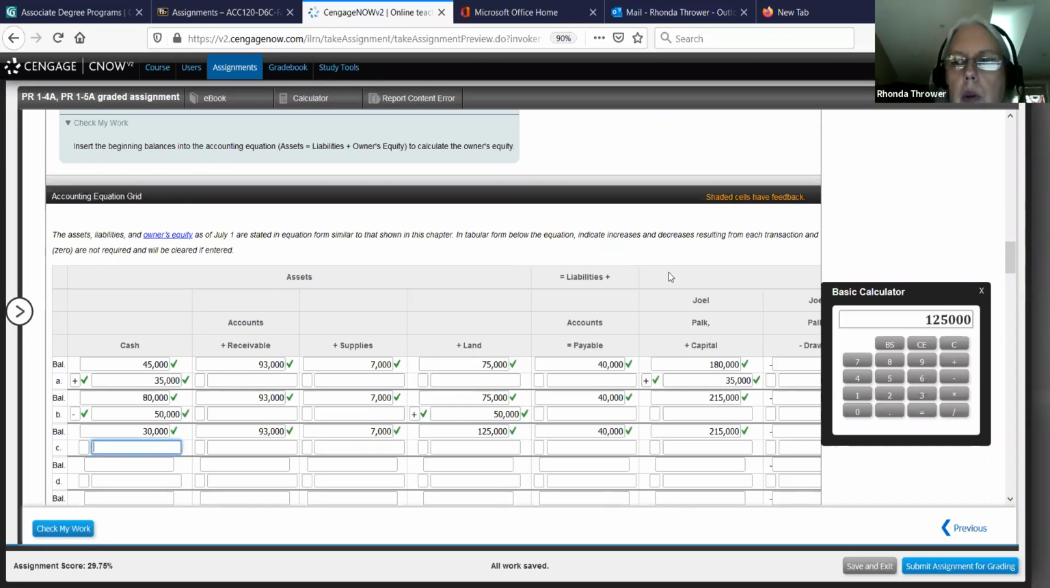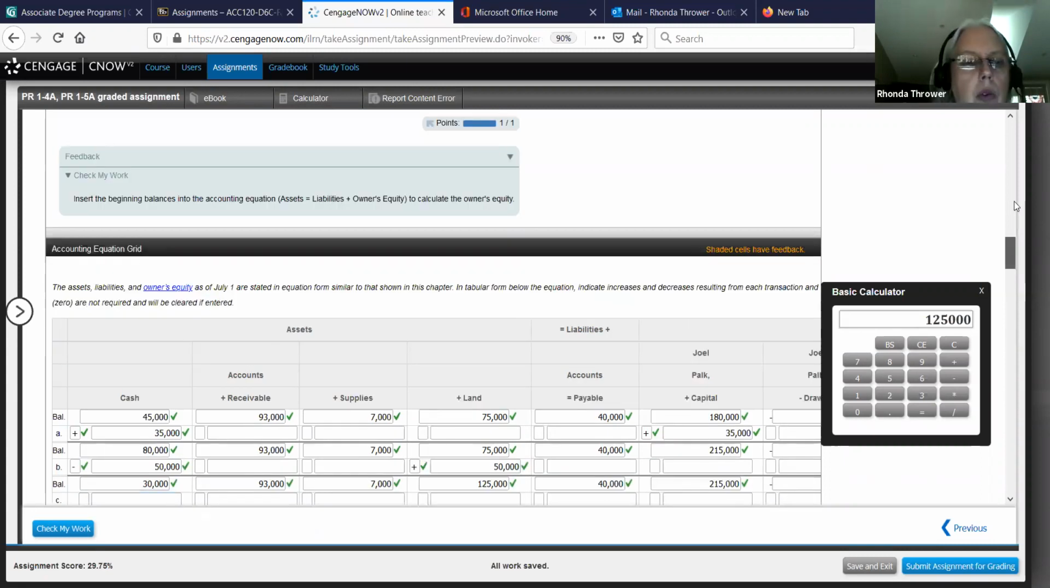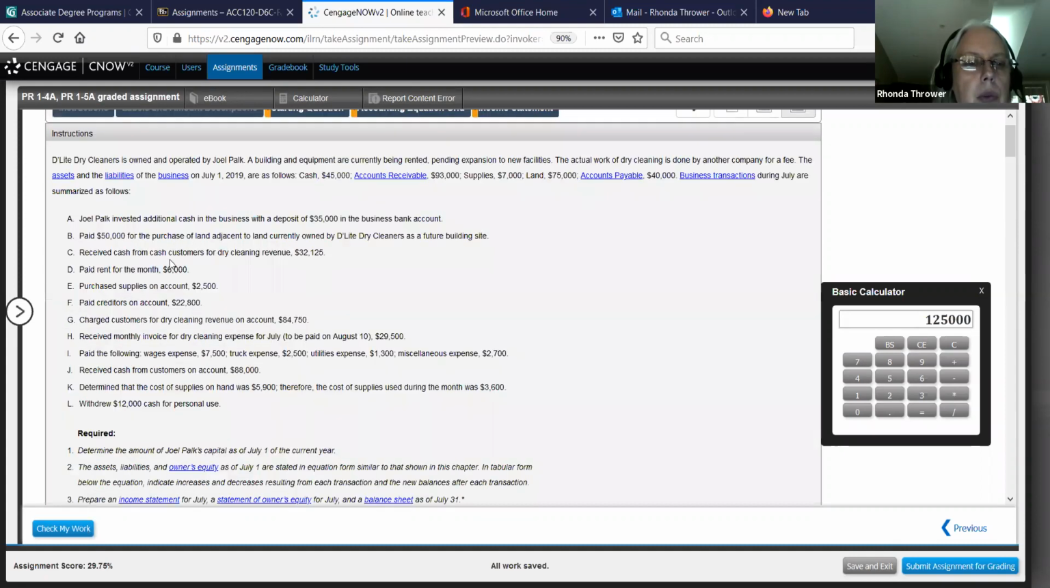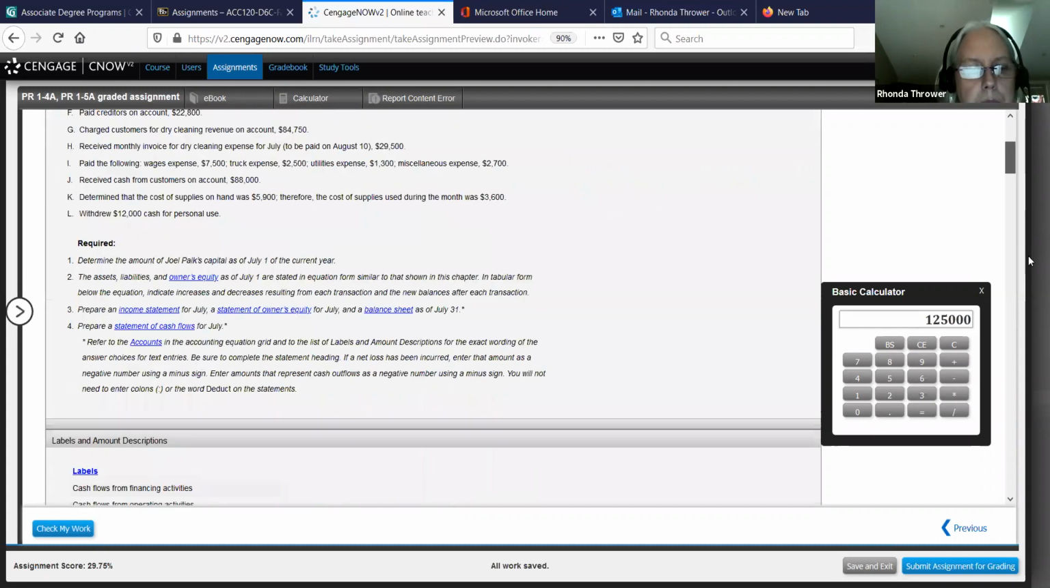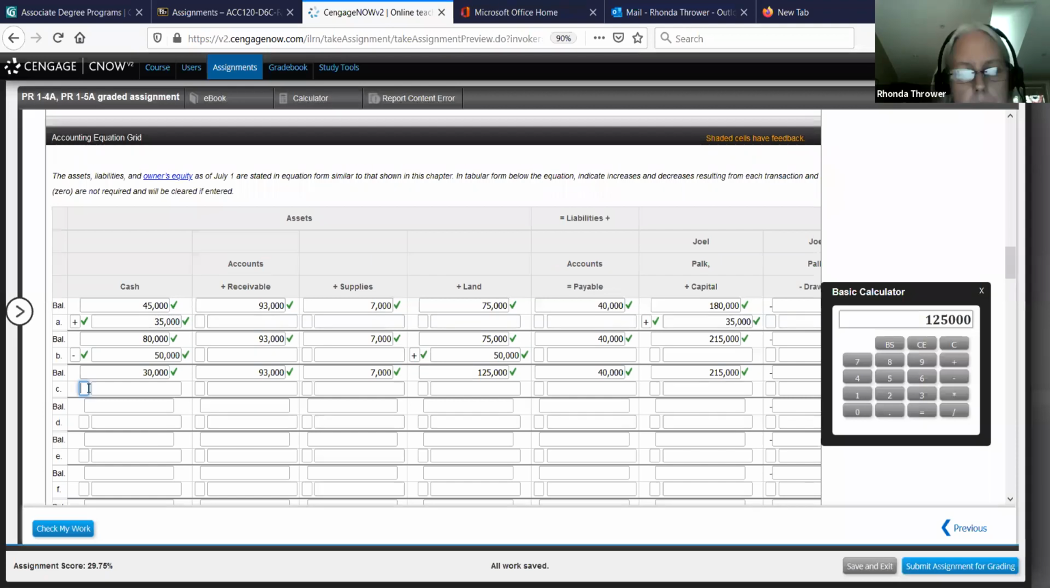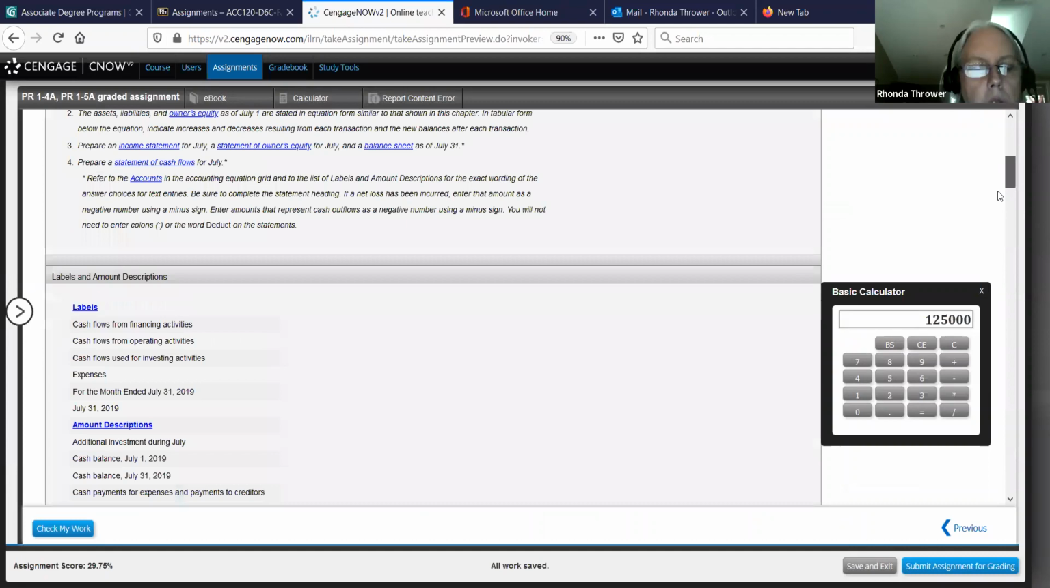All right, we're going to start with our transaction number C. And with C, it says we received cash from cash customers for dry cleaning revenue. It tells us right here that we're receiving cash. So we know that our cash has increased by the amount of $32,125. So under my cash, I'm going to put an increase, and the amount again was $32,125.